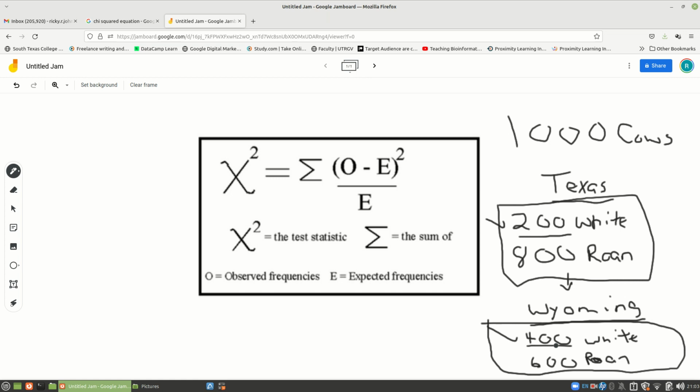But how would we do this? How would we tell whether the number of cows increasing from 200 to 400 really is enough to prove that natural selection occurred and it wasn't just a random thing? Well, you do that using this equation. It's called the chi-squared equation. What it will give us is a number. It'll give us this thing. This is the chi symbol, and it's squared.